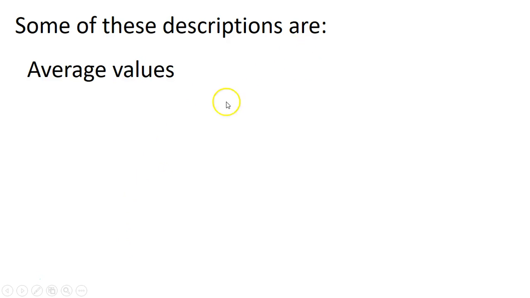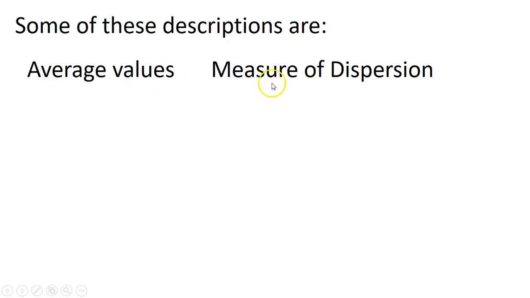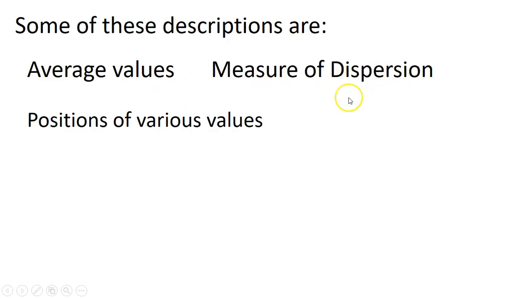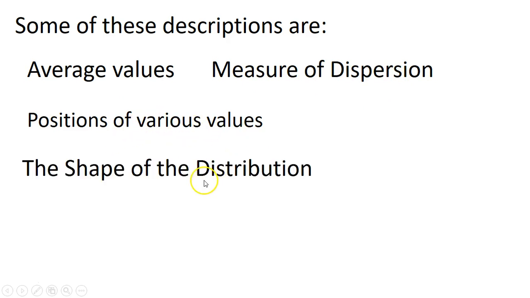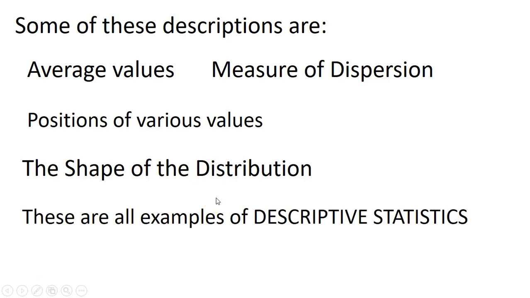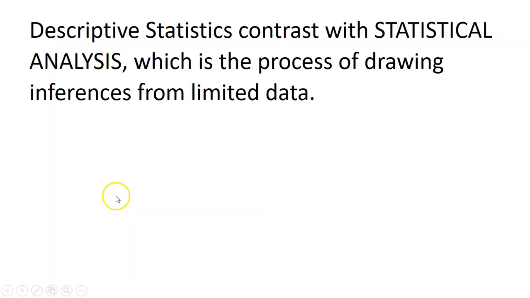Some of these descriptions of the data include average values, measures of dispersion, positions of various values, and the shape of the distribution. These are all examples of what we call descriptive statistics. If you need to pause the video and write this down, these are all descriptions of the data: finding average values, finding the positions of certain things, finding how it's dispersed, what the variation is, and the shape of the graph.